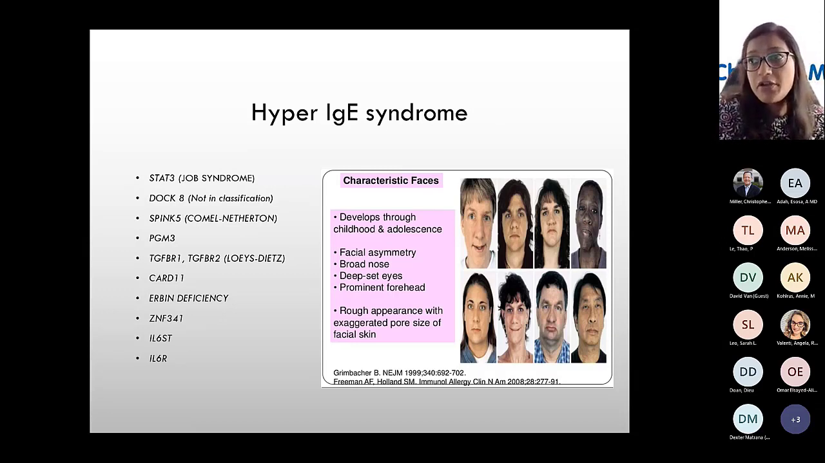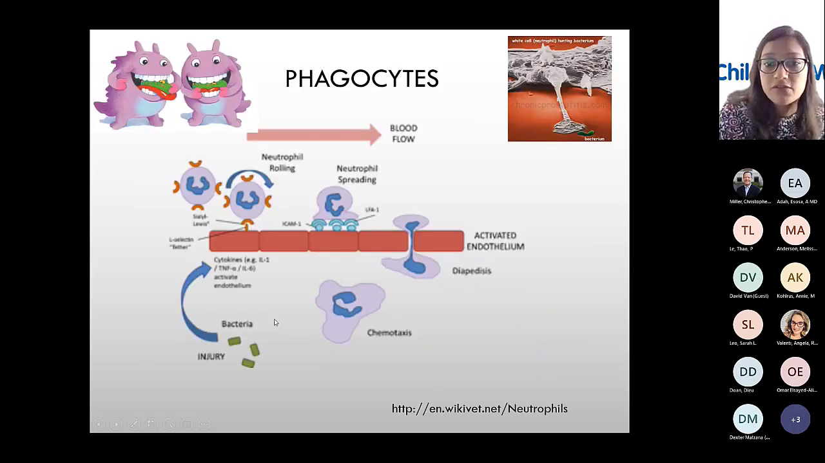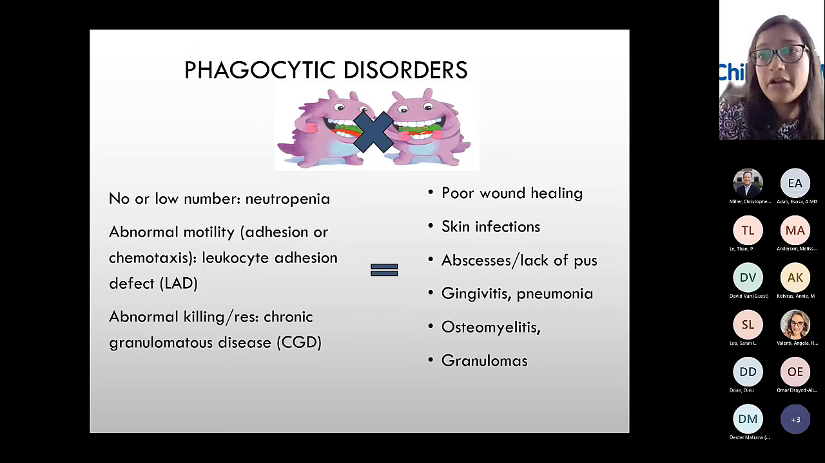Hyper IgE syndrome, here is a characteristic facies with coarse features for Job syndrome, but there are other features that are present for some of the other immune defects. Phagocytic disorders, here again, we think of neutropenia. Some of the neutropenias can be severe, and there are some called severe congenital neutropenia, and there's cyclic neutropenia, so lots of different neutropenias that can be genetic in origin.